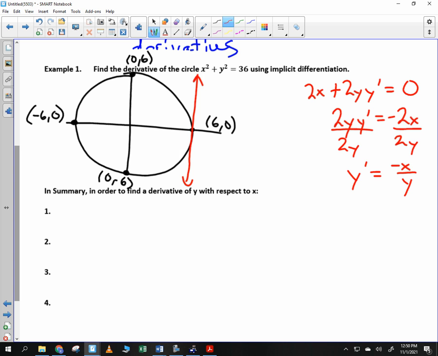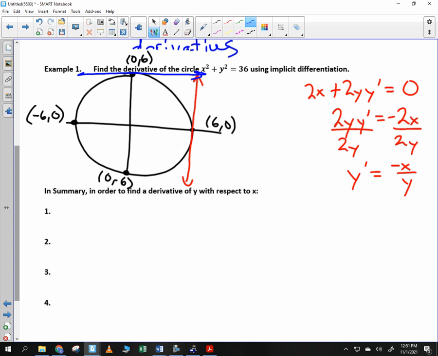Everybody agree? Well, watch if we type in the point 6, 0 into our derivative. We get negative 6 divided by 0. What happens if you divide by 0? See that? This tells us you don't just plug in the x value in this situation, you have to plug in the x and the y value.